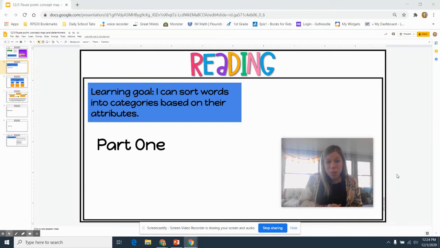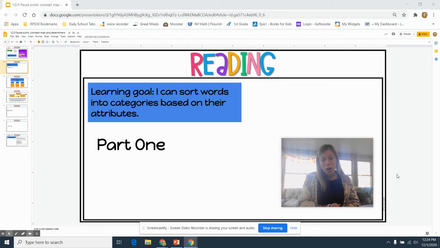Today is a pause point lesson. That means that tomorrow we will start a new book. But today we're going to review and learn a few new things based on our books that we have read in Module 2 so far.